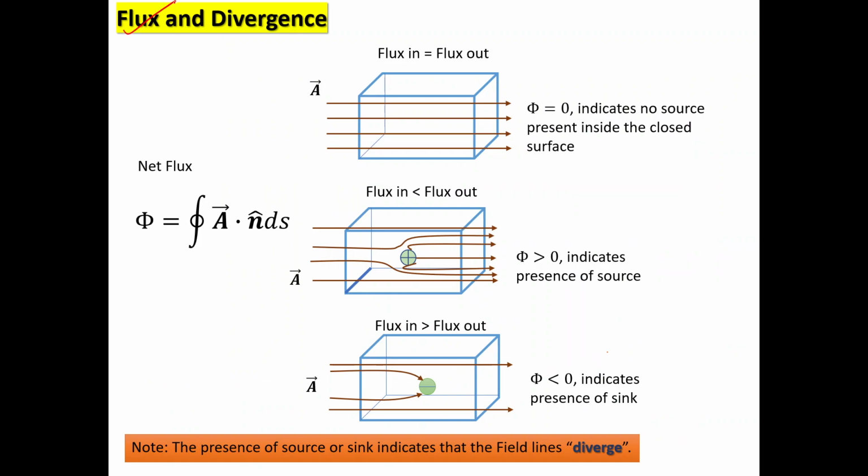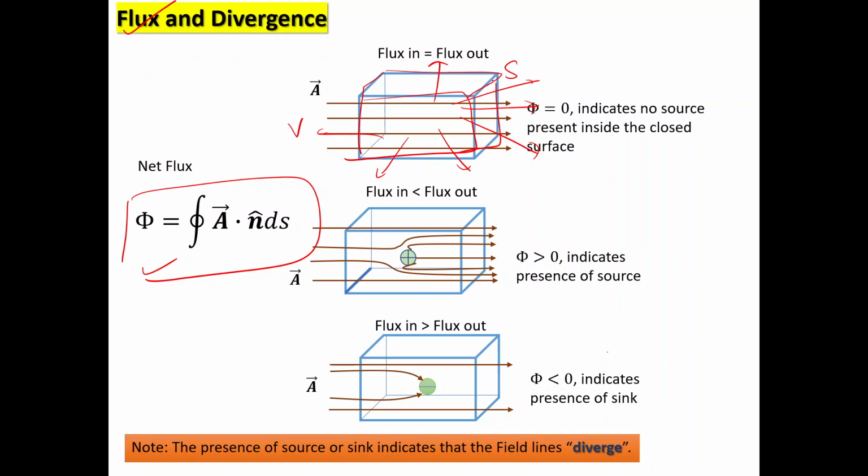Let us see the concept of flux. So flux is basically, let us take any arbitrary volume V, bounded by the surface S. Then flux means the net outward total number of flux lines coming out of the surface of any considered volume. That is simply the concept of flux.